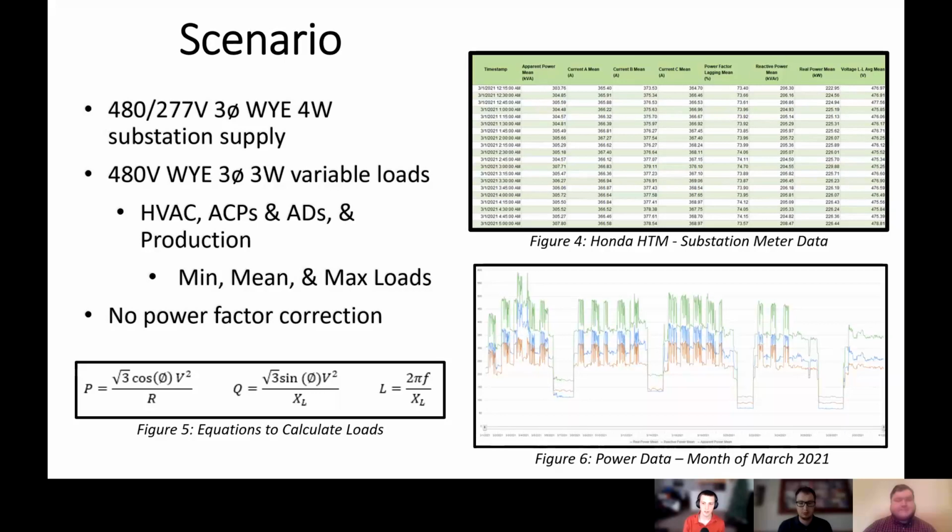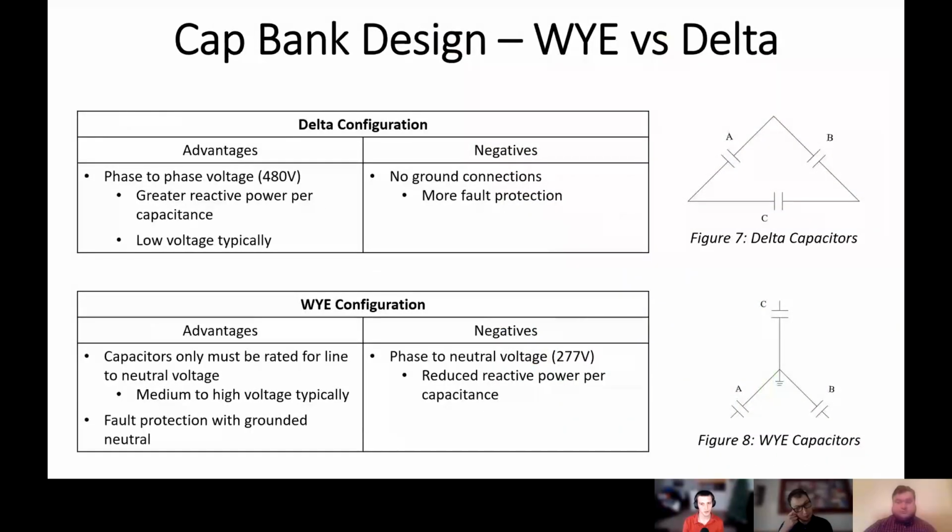So as you can see in figure 6 for the power data, you can see how much it fluctuates throughout the month of March. And so we had to pick 3 different loads for our simulation. So we went with the minimum, the mean, and the max loads. And we calculated this from the meter data that Honda sent us. And you can see a sample of it in figure 4. But we use the equations in figure 5 in order to calculate the resistance and the inductance. Therefore, we could simulate it in Multisim. And just to reiterate, there is no power factor correction currently in place on this substation.